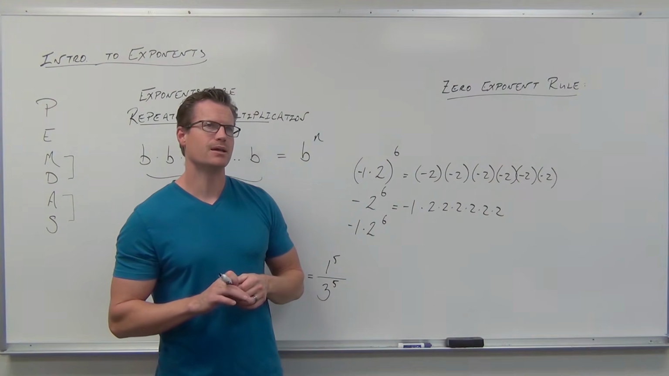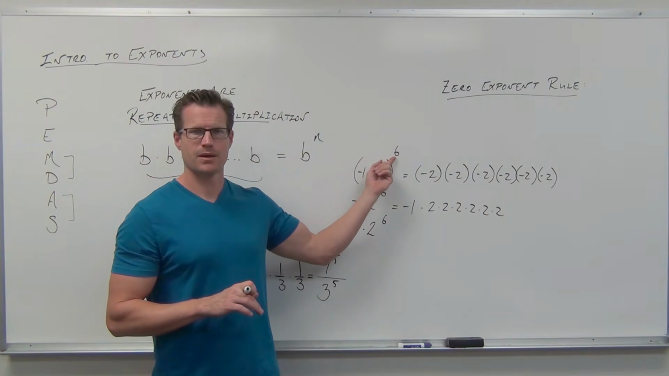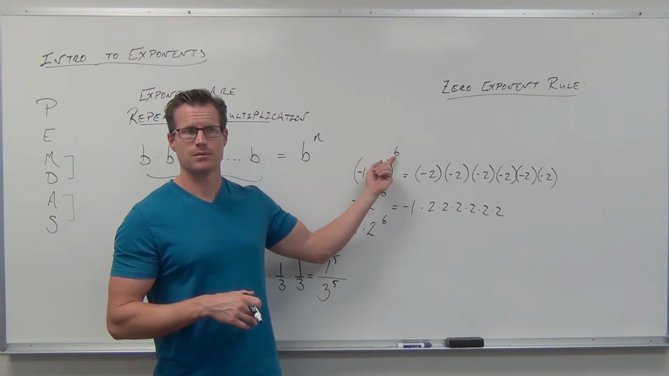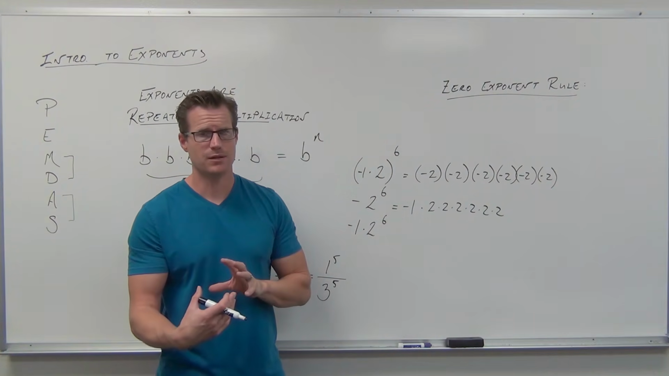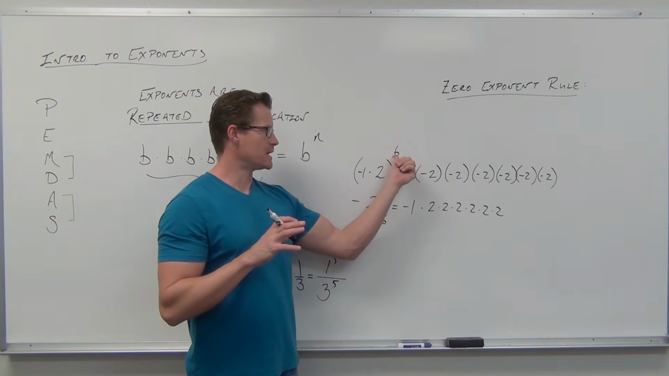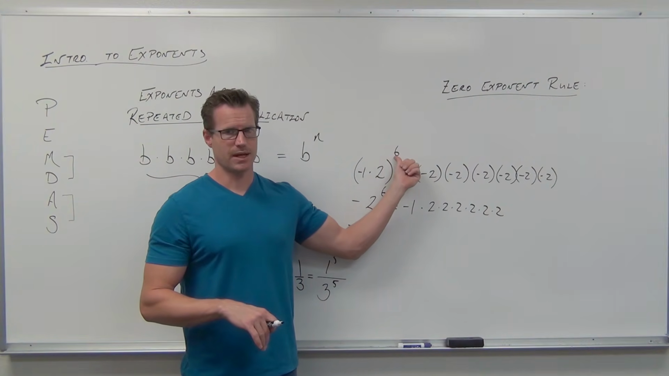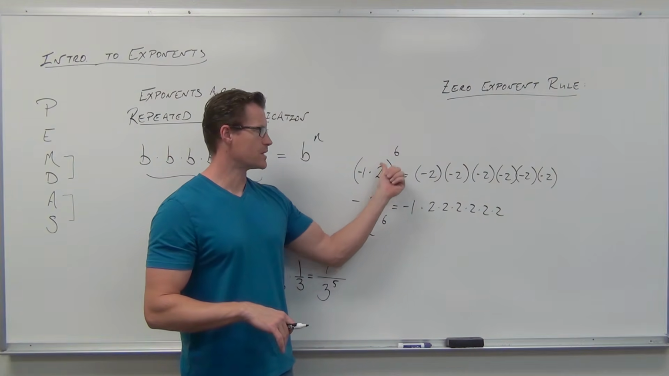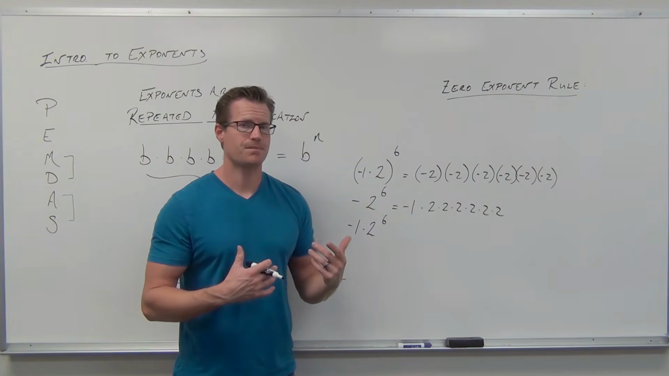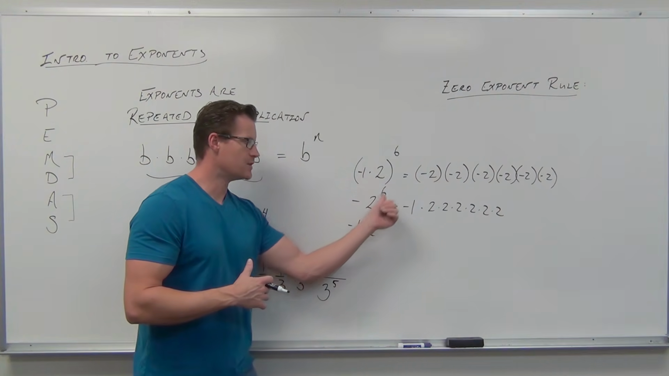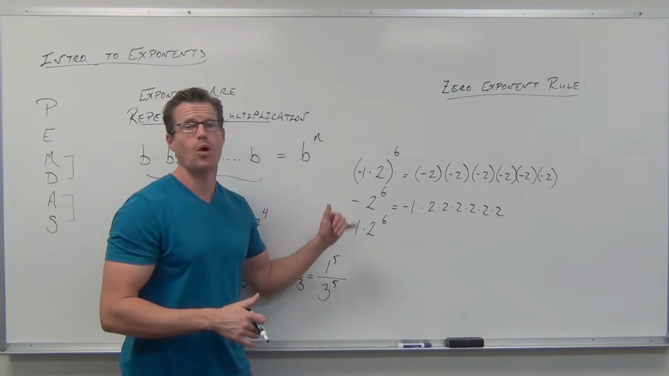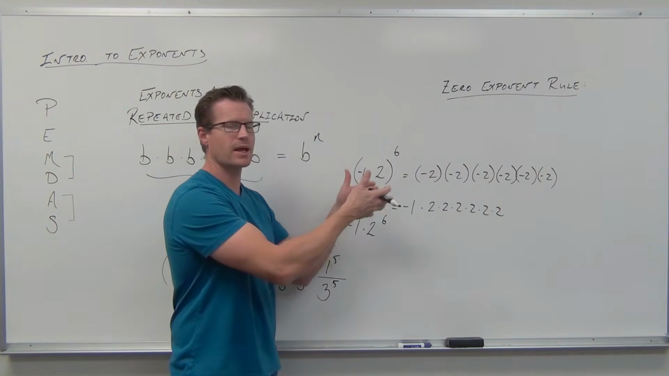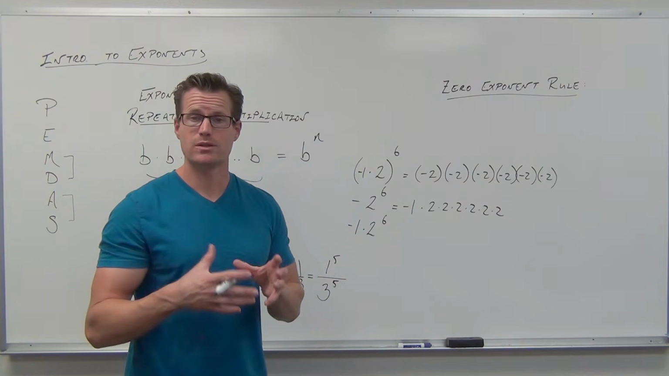What would happen if I changed this to 7? Would we get a positive or a negative? We get negative. How about an 8? Positive. 9, negative. Even, positive. Odd, negative. Negatives raised to even powers are always going to be positive answers. Negative numbers raised to odd powers are always going to be negative answers. Negatives in front of numbers raised to exponents, where that negative does not go with the number, are always negative. That's why we get two different answers here. That's why it's important to understand what's going on.